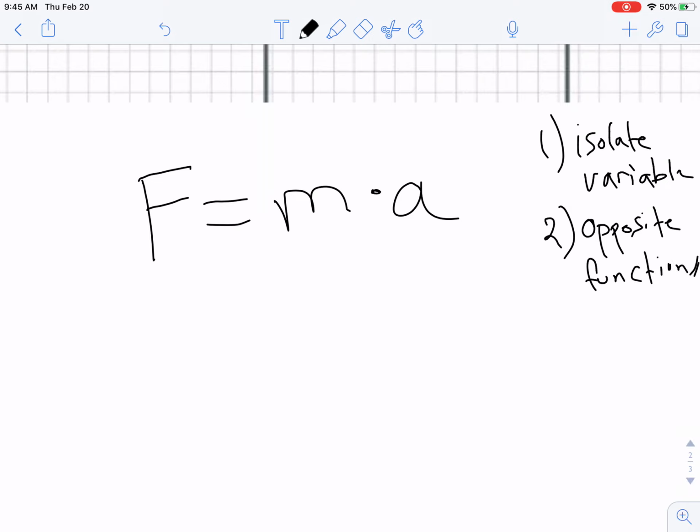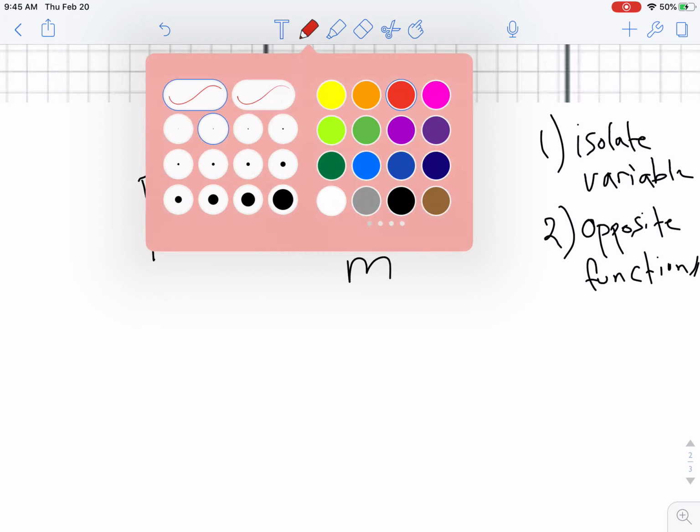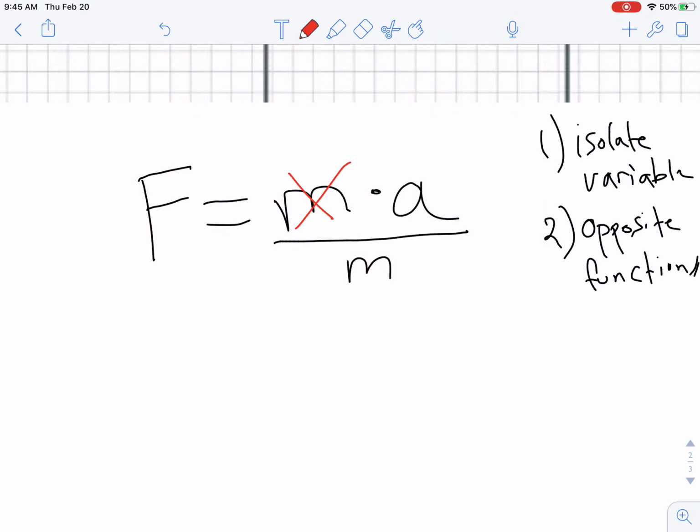Opposite functions. For example, right now, M is bothering A by way of multiplication. So how do we get rid of the M? We have to divide. So you always use the opposite function. So what happens here is these guys cancel out. You guys know this from algebra. And now A is by itself.